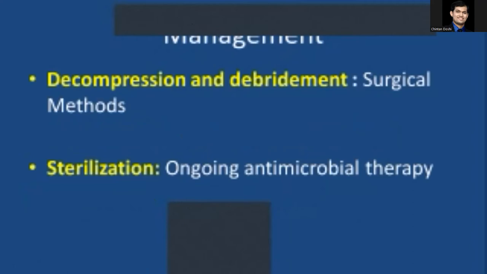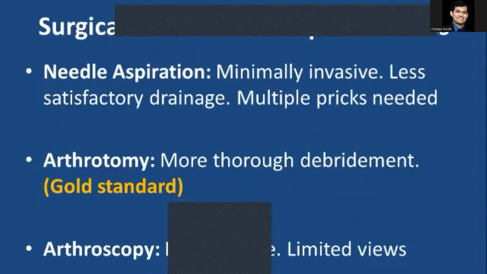So surgical method of treating septic arthritis is by much thorough debridement as we open.